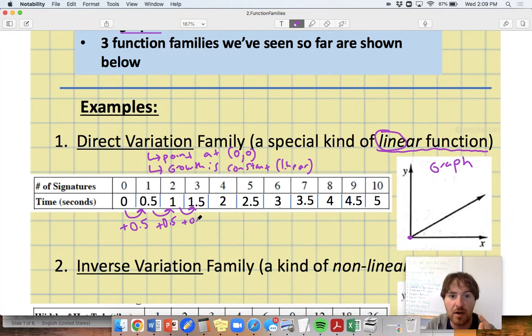So what we have here is a constant growth. And this is something called slope. We're going to study this later this year when we get really into linear functions.